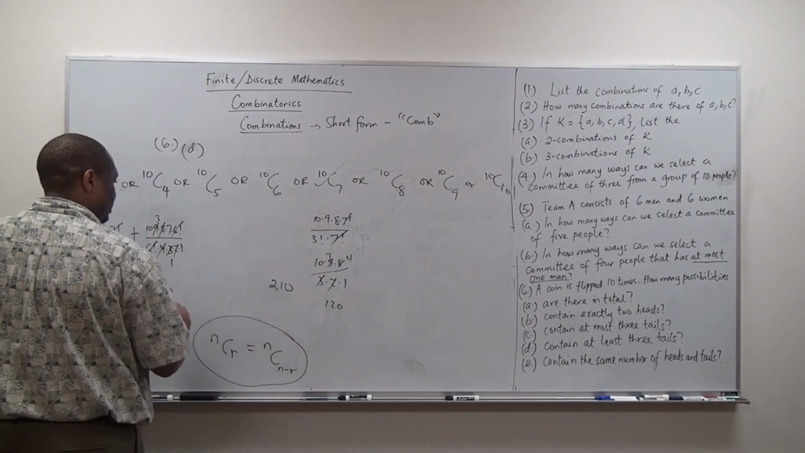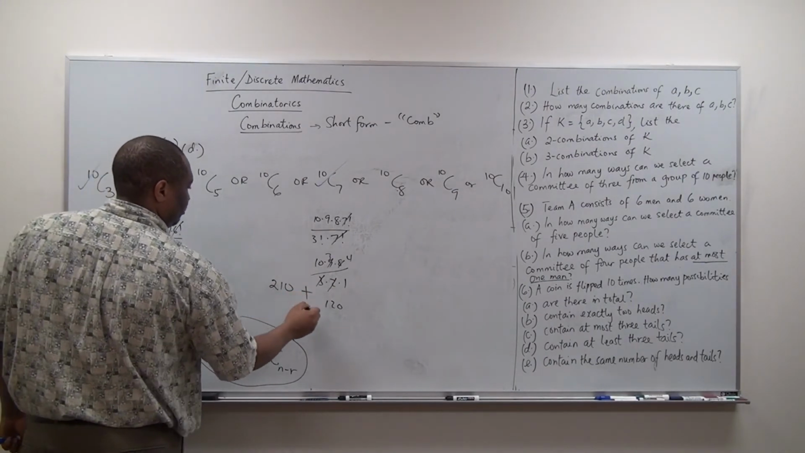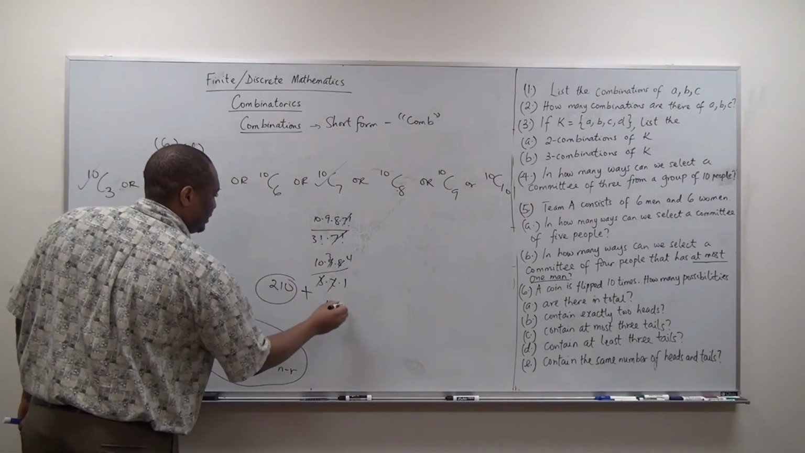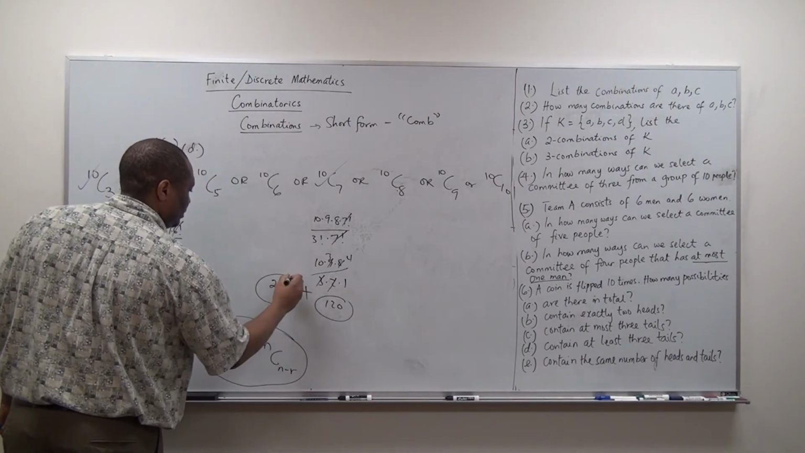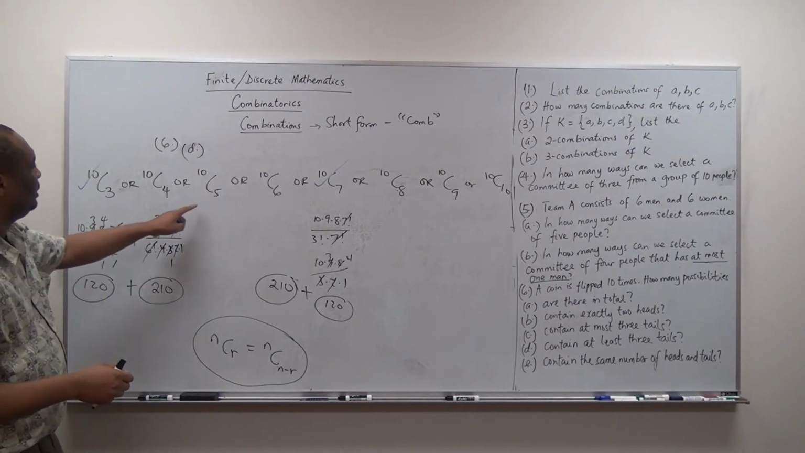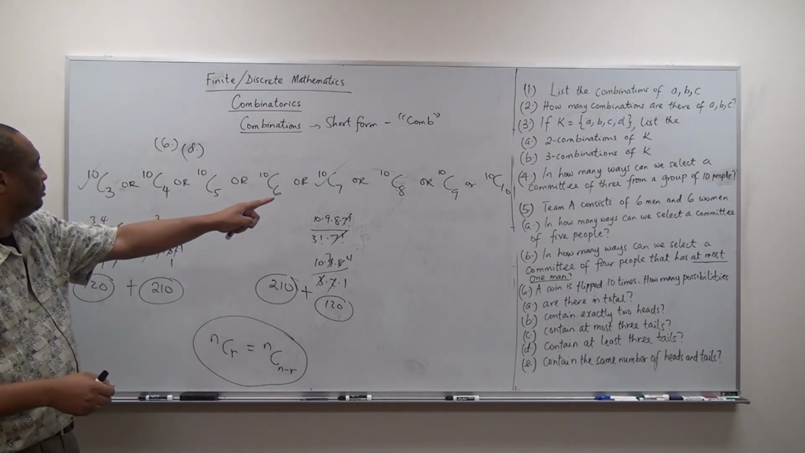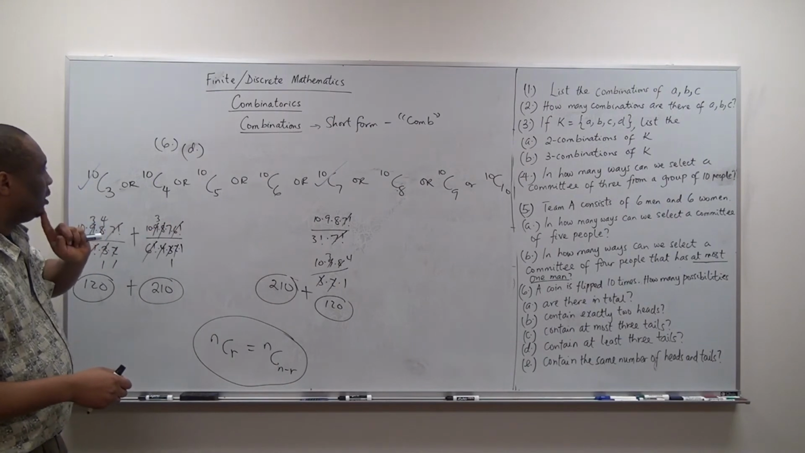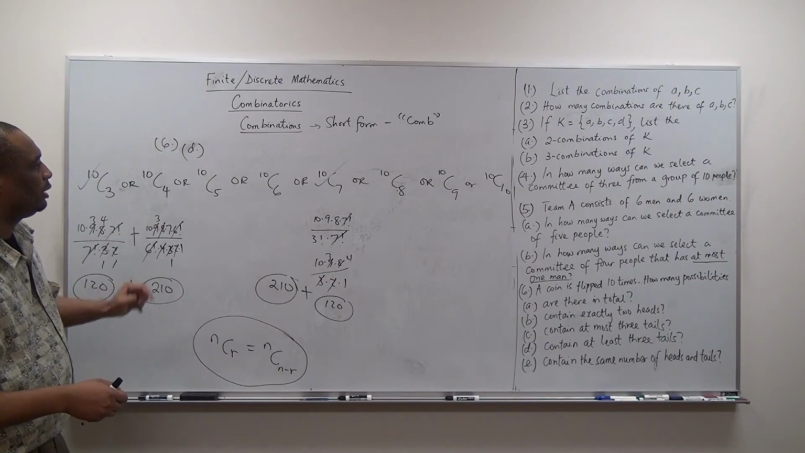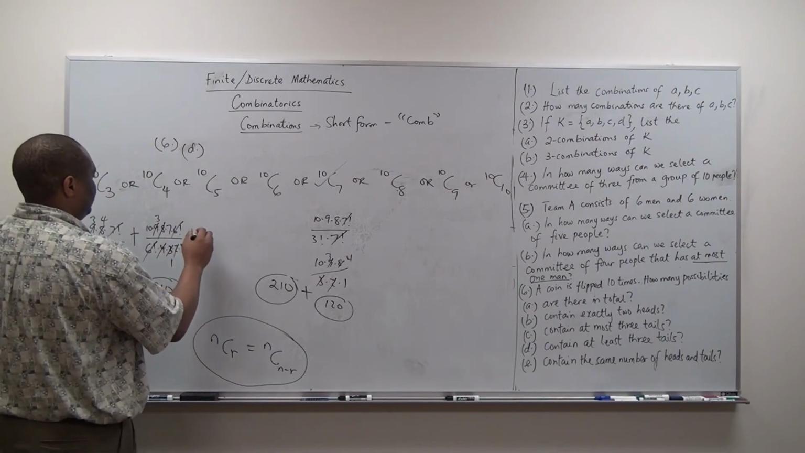So plus. Let me circle it because I'm fixing. I will add this soon. Right? Then 10 choose 5 will be the same thing as 10 choose 5. Okay. 10 choose 2 and 10 choose 8, 10 choose 1 and okay. So now 10 choose 5 will be what?